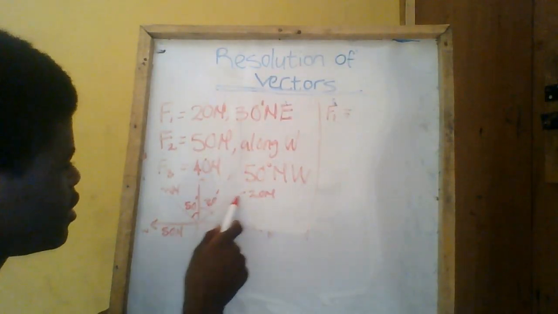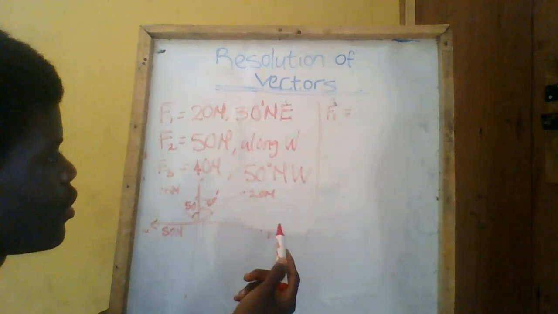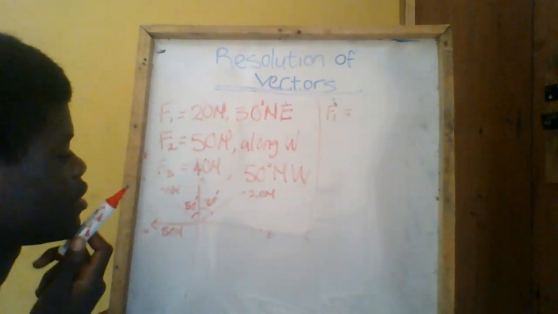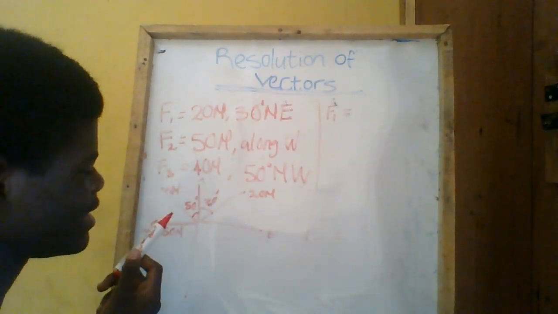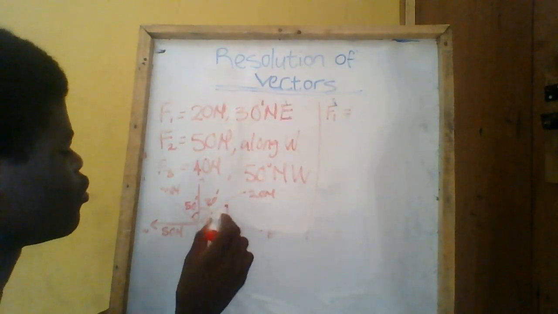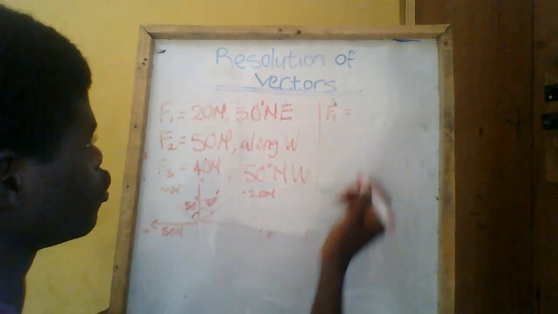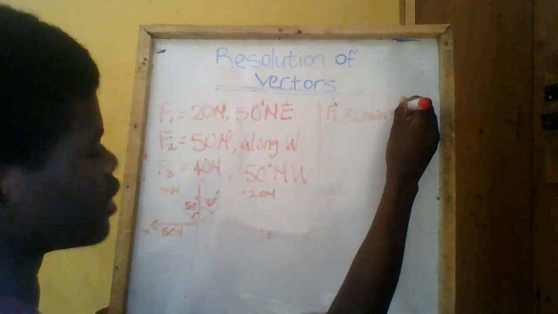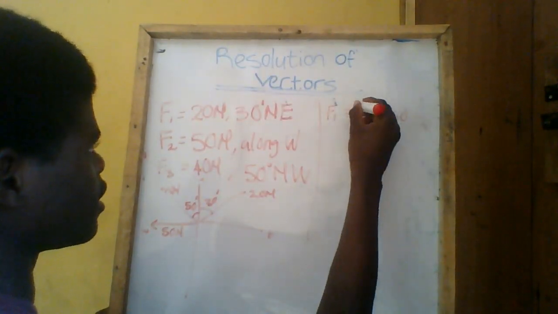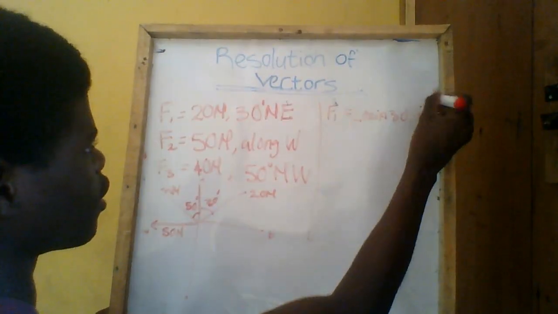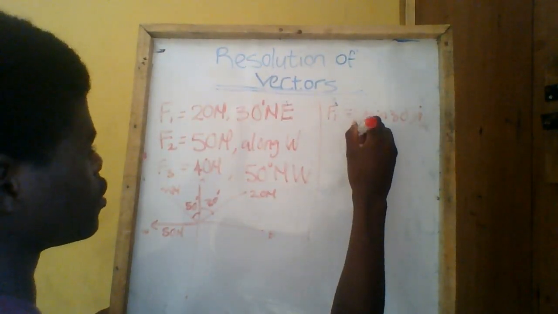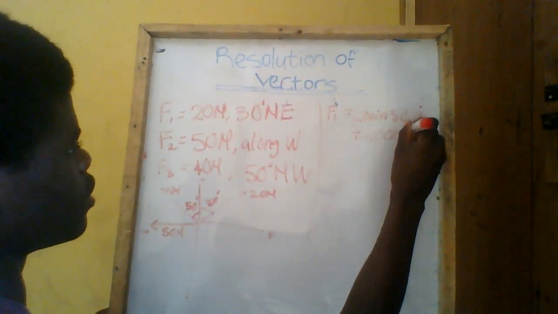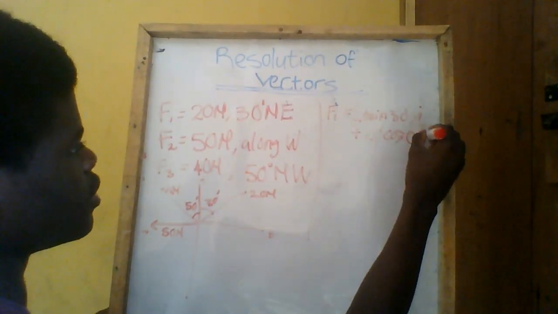This is the horizontal component, and that's i. So will it be 20 sine 30 or 20 cos 30? Good, 20 sine 30. Why? Because the angle belongs to north, so we have to sign an agreement before we go. That's 20 sine 30 i, because it is the horizontal component, plus 20 cos 30 j.